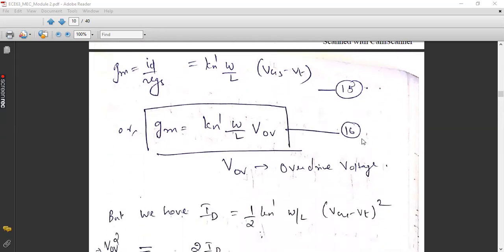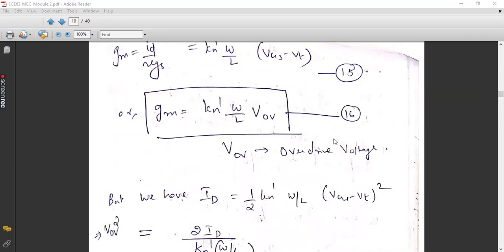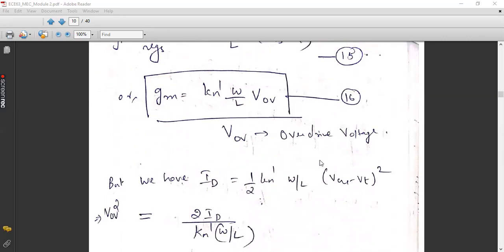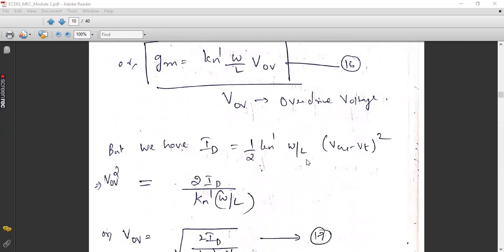Done. Okay, now coming to the second equation, the second derivation of GM. From where should we start? We'll start with the expression for ID, capital ID, that is the DC current. If we are fixing our Q point in the saturation region, then you know that the equation for ID is half Kn dash W by L into (VGS minus VT) the whole square. So this is VOV square.